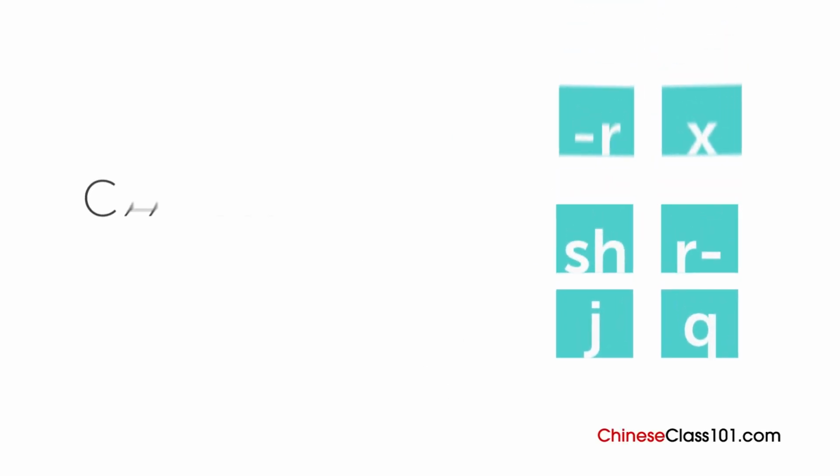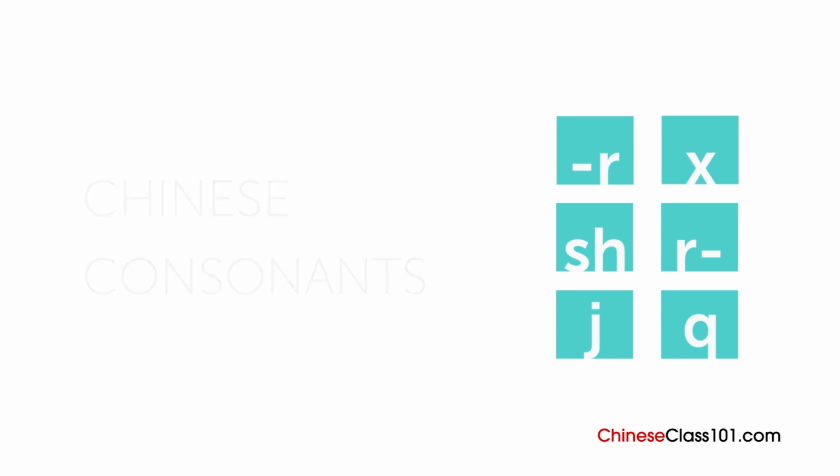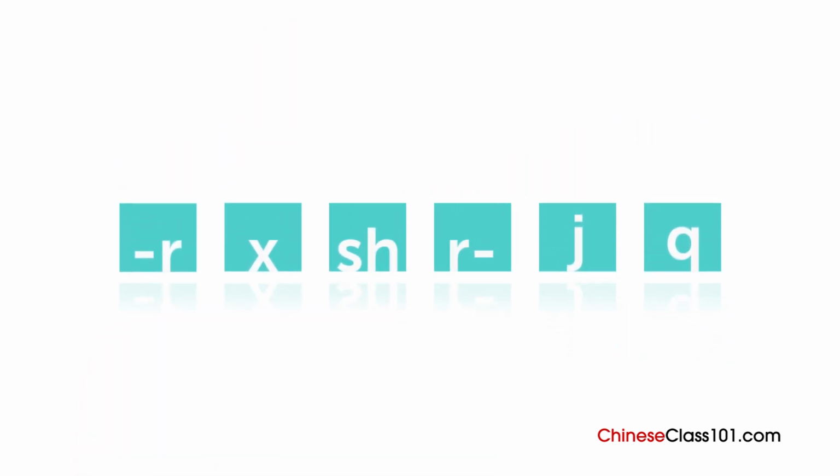In this lesson, you'll learn 6 Chinese consonants: er, x, sh, r, j, q. These consonant sounds do not appear in English, so they'll likely be new to you. Be sure to practice them because they're unique sounds which learners often get wrong. Are you ready? Then let's get started.